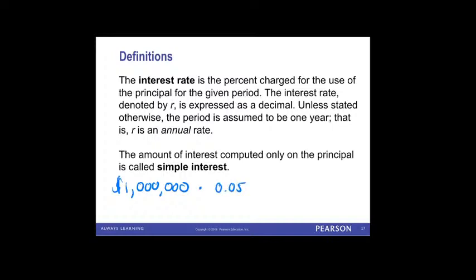So the idea is that if you have $1 million and you have an interest-bearing account that earns 5% every year, how much money does that account earn every year? All right, what's 1 million times 0.05? If you start with 0.05 and move the decimal to the right, what, 6 times? So if we go 1, 2, 3, 4, 5, 6, right?